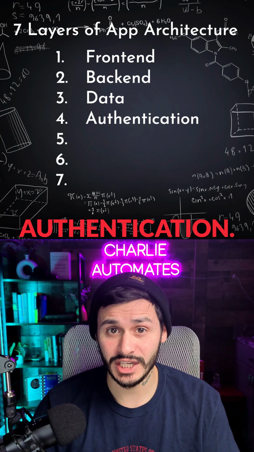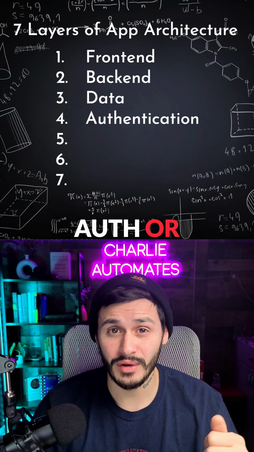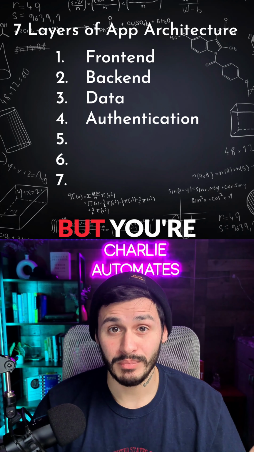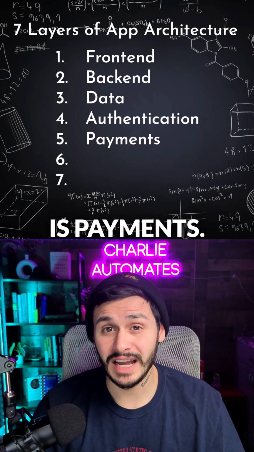4 is authentication, who the user is, what they're allowed to see or do. Tools like Supabase Auth or OAuth make this easier, but you're still going to need to understand permissions, especially once you have multiple users. Number 5 is payments.